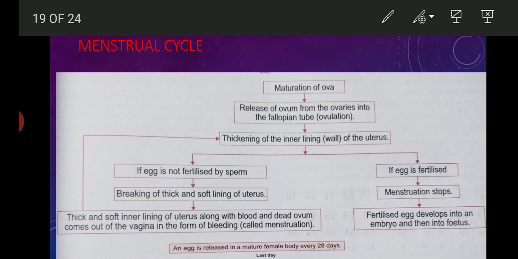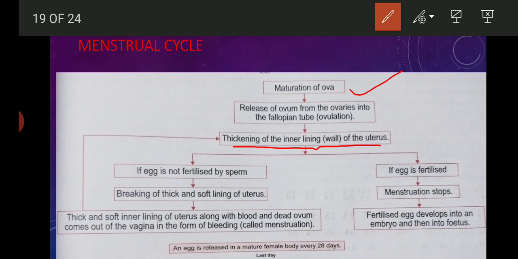In females, one of the two ovaries produces one egg or ovum, which is released once in every 28 to 30 days. This process of release of a mature ovum by an ovary is called ovulation. We will understand the menstrual cycle with the help of this flow chart. The first step is the maturation of the ova, which is known as ovulation. During the period of 28 to 30 days, the wall of the uterus becomes thick to receive the egg.